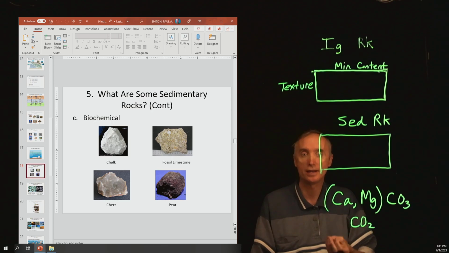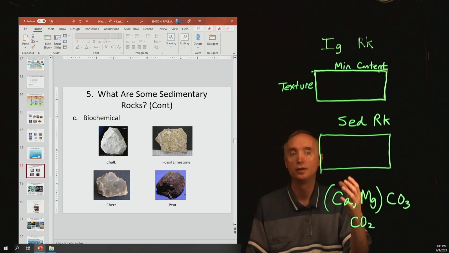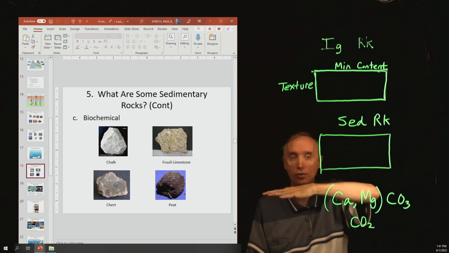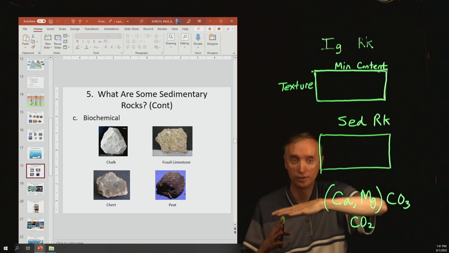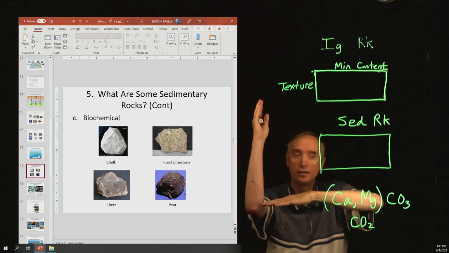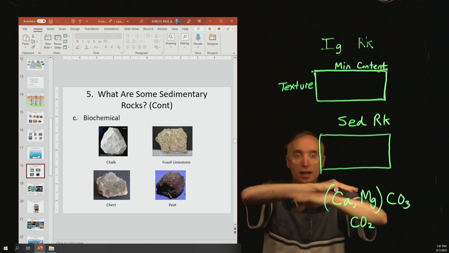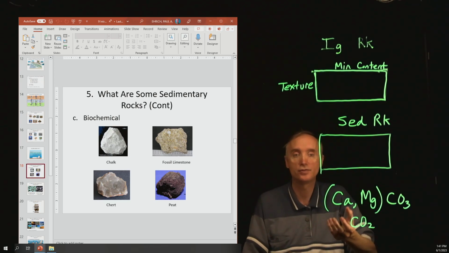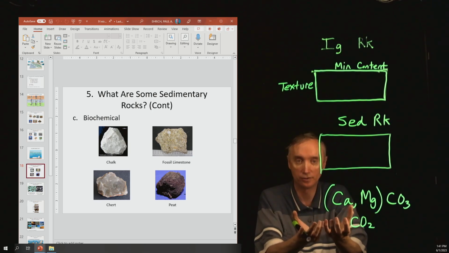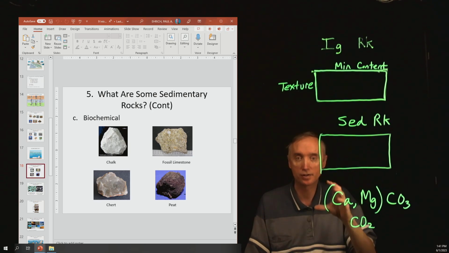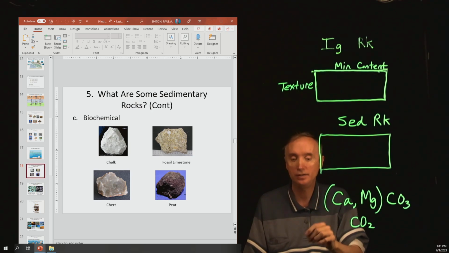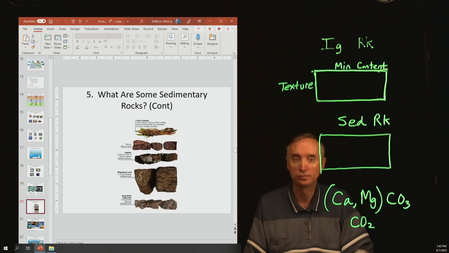Then you can also have plants. In a swamp, a tree dies and it falls into the swamp. But before oxygen can get to it and decompose the plant, another plant falls on top of it. And then another plant falls on top of it. The net effect is you've got all of this organic material that starts to accumulate. It gets compacted together and it turns into peat. And then eventually peat can be turned into coal. So that's where coal comes from.